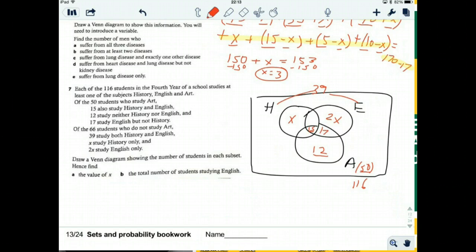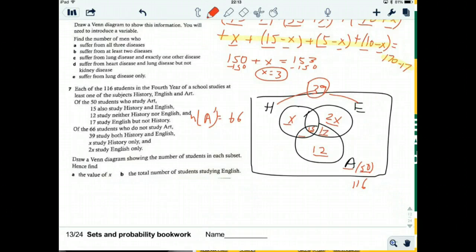And 17 study English but not history, so that would be here. Okay? And then you can see how you can figure out that one, because we know that the total in art is 50. Of the 66 students who do not study art, so that would be everybody outside of there, so not art would be 66. 39 study both history and English, so that would be 39 in the history ring and the English ring. X study history only, so I put an X there. 2X study English only, so I put that there. Draw a Venn diagram showing the number of students in each subset. Hence find the value of X and the total number of students studying English.